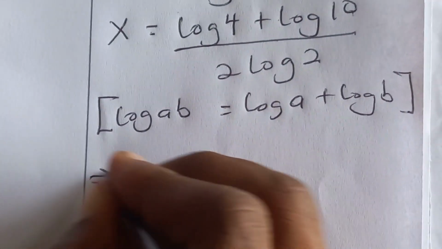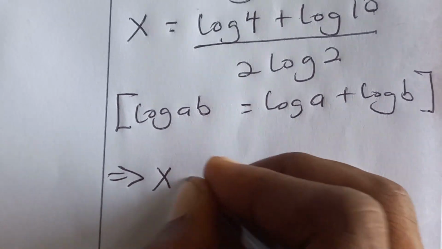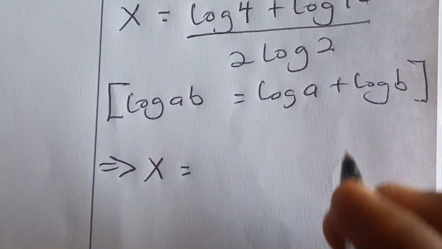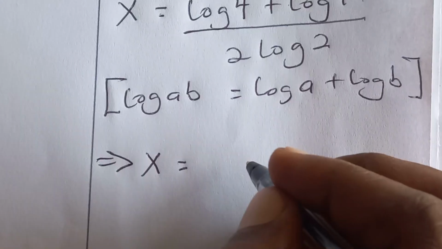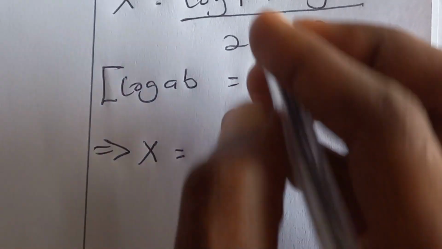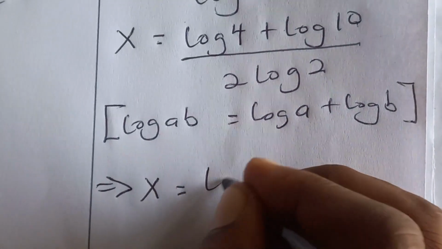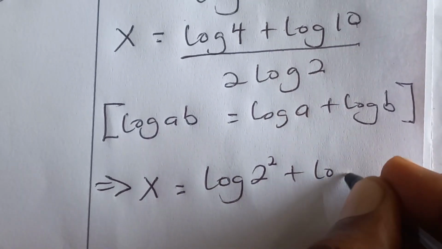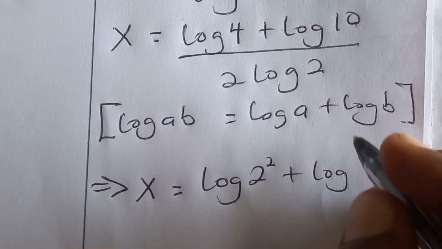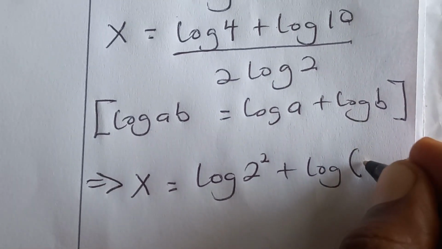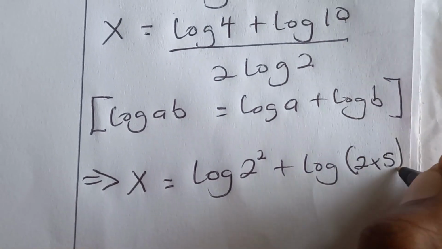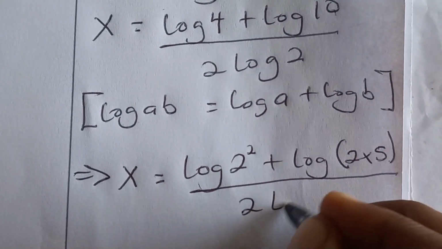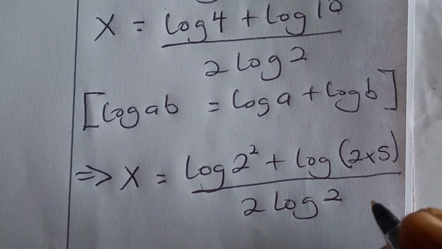So let's continue. Now our x is equal to, we can also express it as log 2 squared plus log of 2 times 5, which is 10, all on 2 log 2.